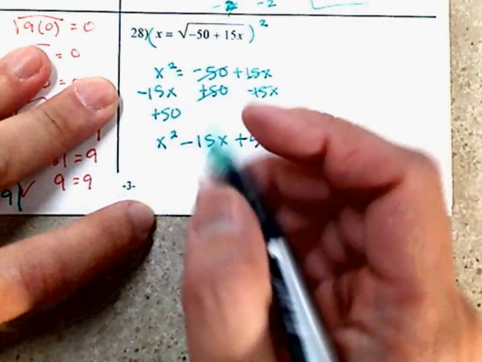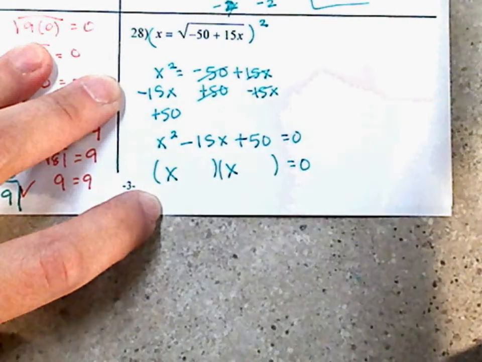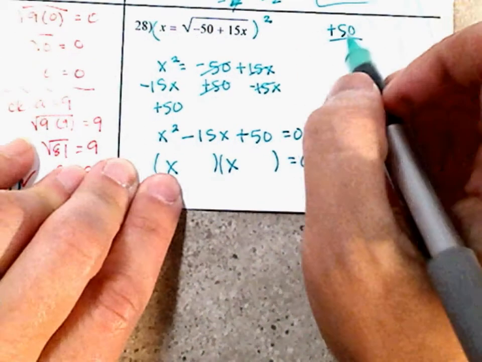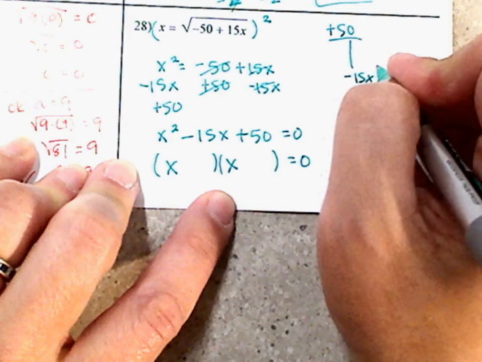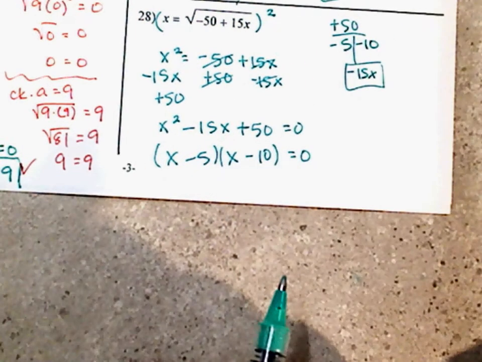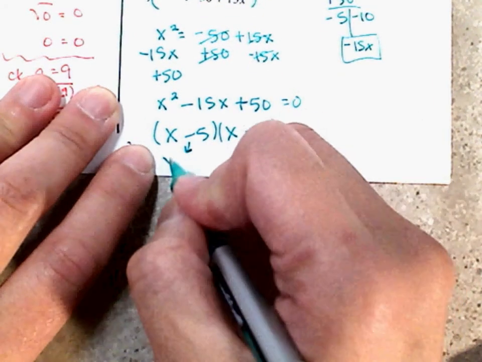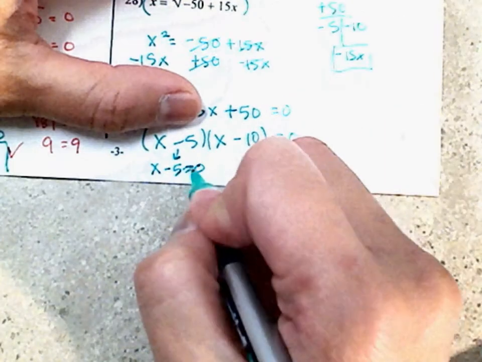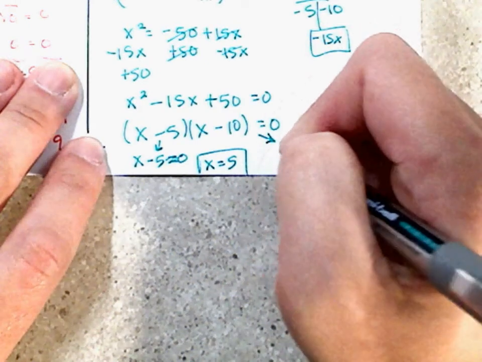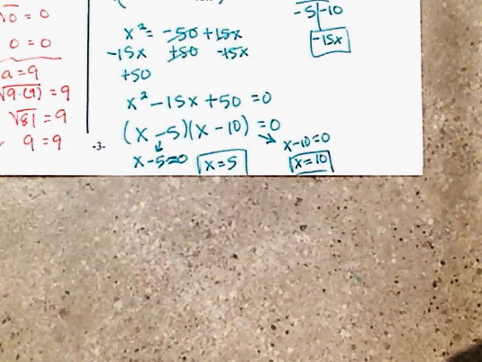Two sets of parentheses. Factors of x squared is x and x. Okay. 1 times 50 is positive 50. But two numbers multiplied to give you 50, and it's going to add to give you negative 15x. Negative 5 and negative 10. Solve for 0. Solve for x. So in this case, x is equal to 5. Add 10 to both sides. x is equal to 10. Make sure you check.